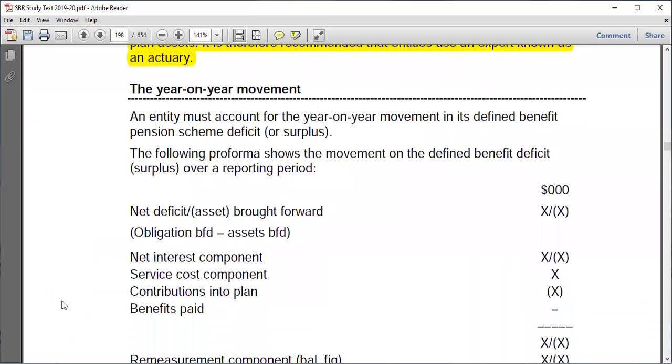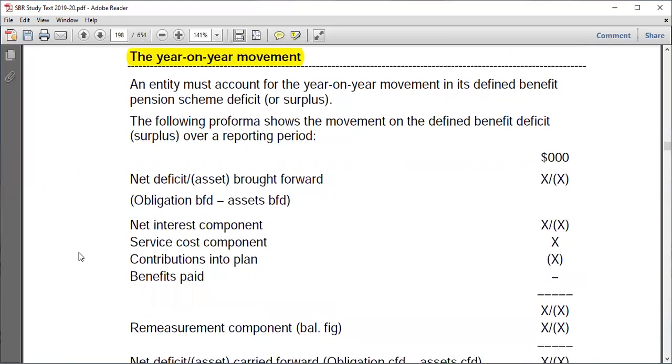Okay, so as you can see here, there is the year on year movement. Let's take a look at this, and then maybe later I'll explain it a bit more. And this is what we usually do, right? Here it's given in the form of net. You see there, they have written net deficit or asset brought forward. So for deficit, they have written it this way, and then if it's an asset, they have used the brackets, right?